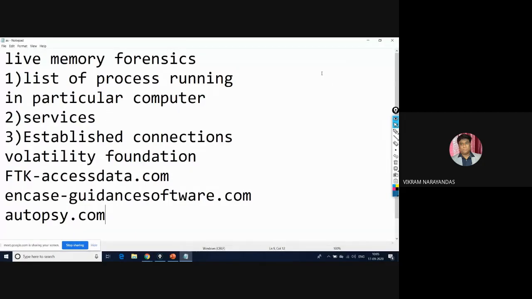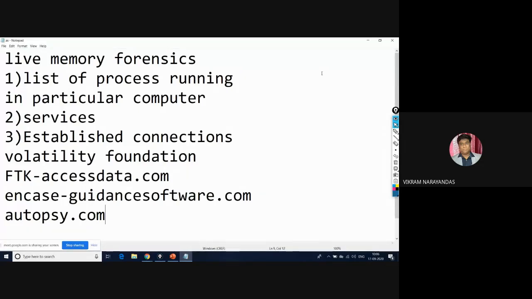In guidance software.com we discussed how to recover deleted files. It will do log management also. I said logs are most important. For example, if you connect a pen drive to your computer or PC, a log will be registered. If someone opens a website, some log will be there. If you do some activity, a log will be registered.